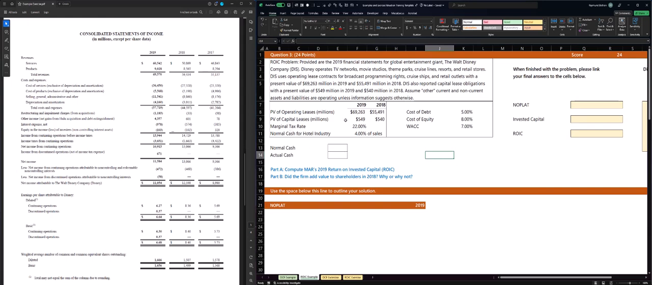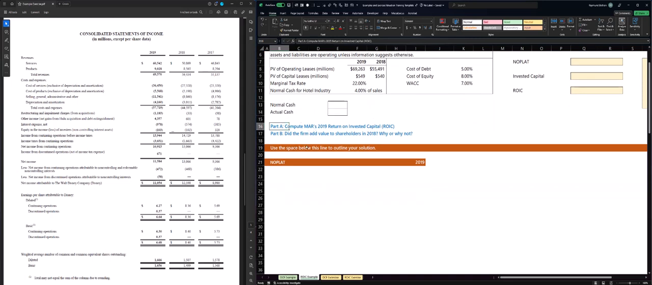So you see the PV of operating leases right here, like it described right on the statement. You have your marginal tax rate of 22%, your normal cash for the hotel industry, and your cost of debt, cost of equity, and WACC. We're going to calculate the normal cash later on, provided that you have a percentage of sales and actual cash.